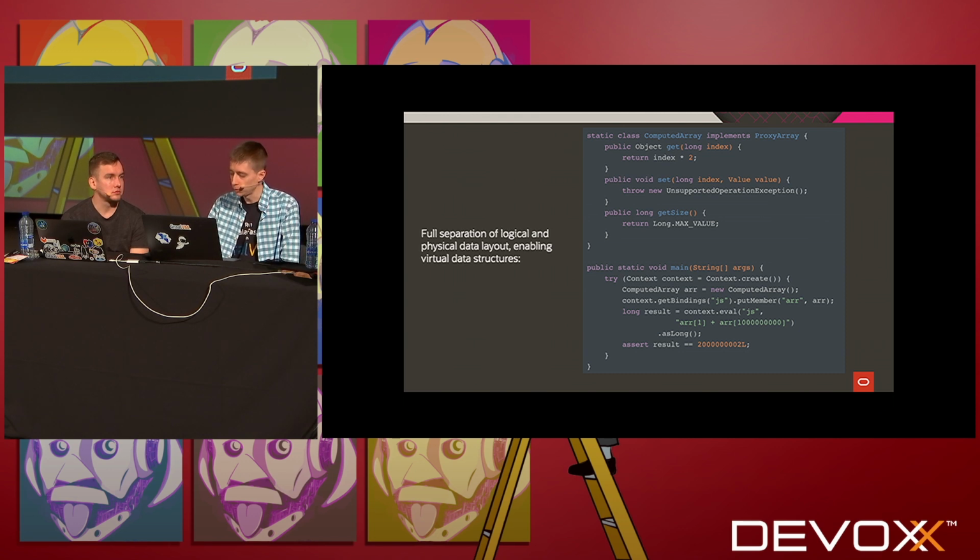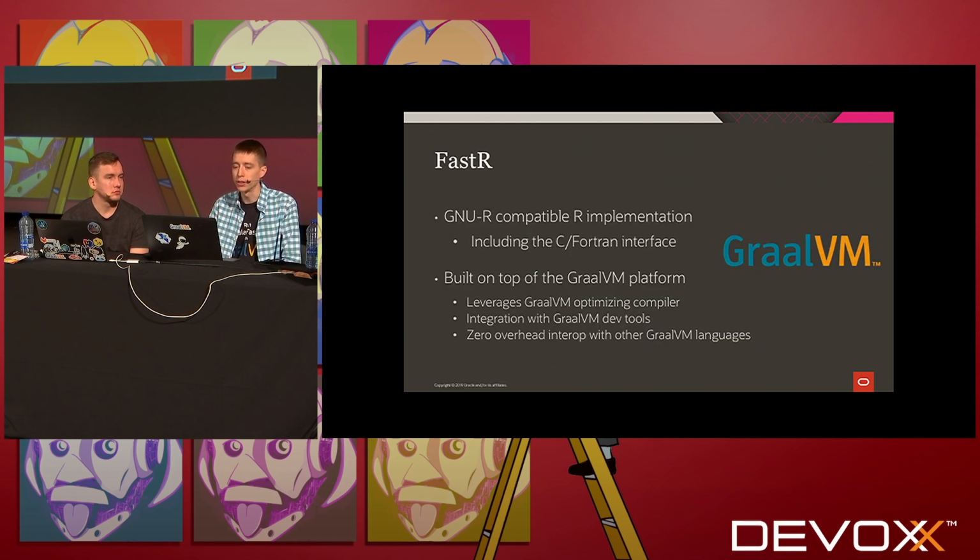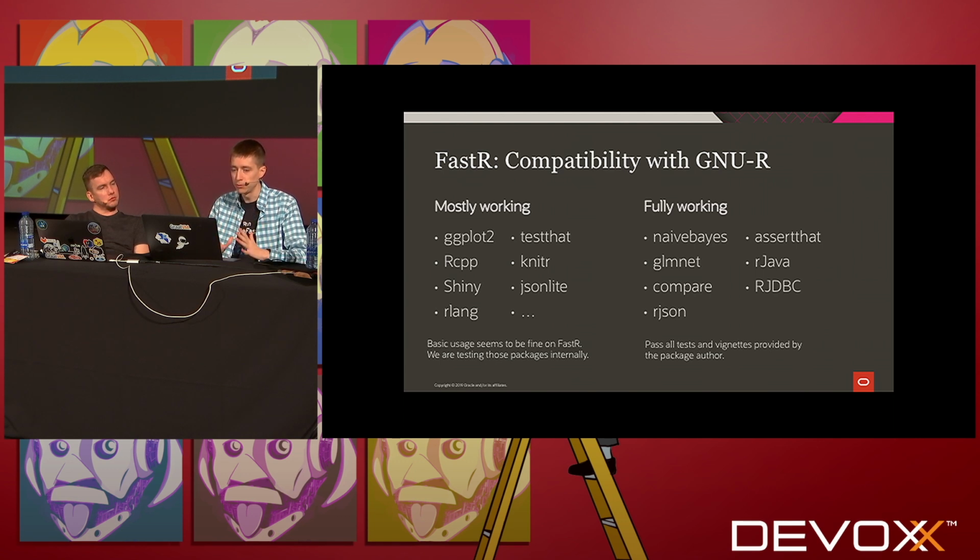So this is for JavaScript. We not just do JavaScript, we also do R. It is an implementation of GNU-R on GraalVM. We call it FastR. And it leverages the same infrastructure, same GraalVM compiler, same interoperability. In terms of compatibility with GNU-R, we have some core packages that are fully working. Again, one of the packages here is RJava, which is the compatibility layer between R and Java. This is also the layer that we specifically make faster.